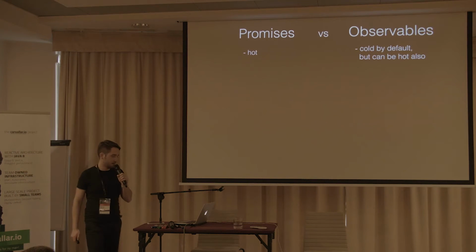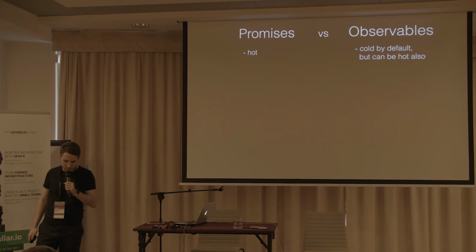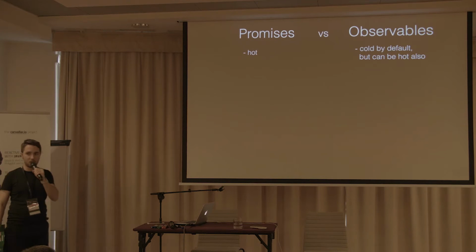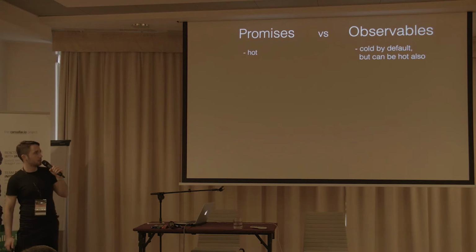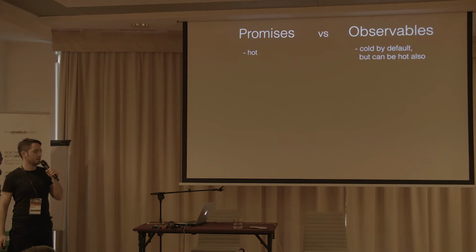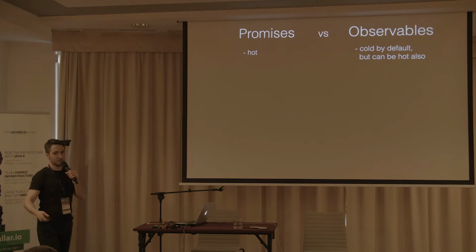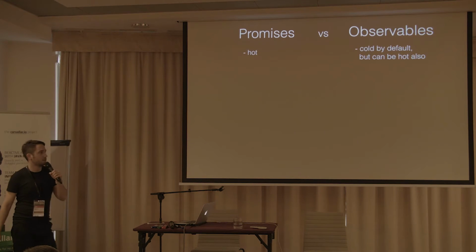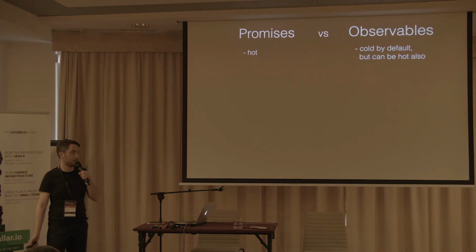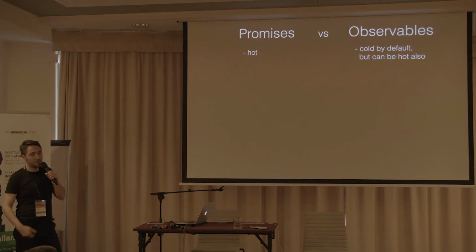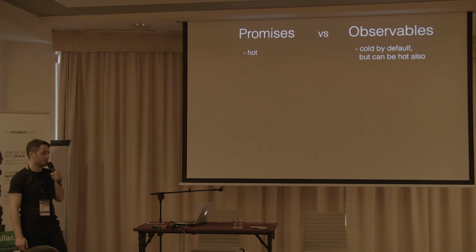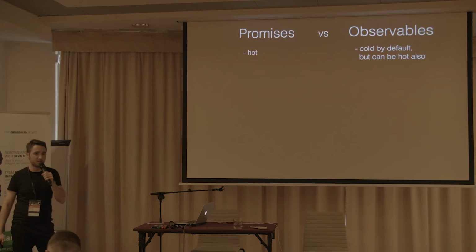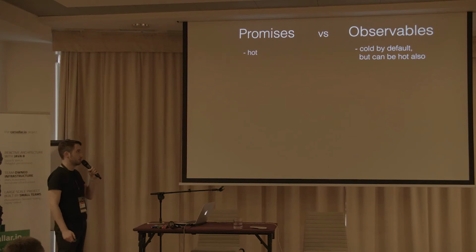So basically, when it comes to when they start to execute, promises are hot by default. Whenever you provide code that has to be executed within the promise context, it starts executing immediately. When it comes to observables, they are cold by default, but can also be hot. You might also know it from RxJava or Scala that we have to attach the subscribe function to actually start executing the code that is defined inside the observable, if we of course create the observable ourselves.